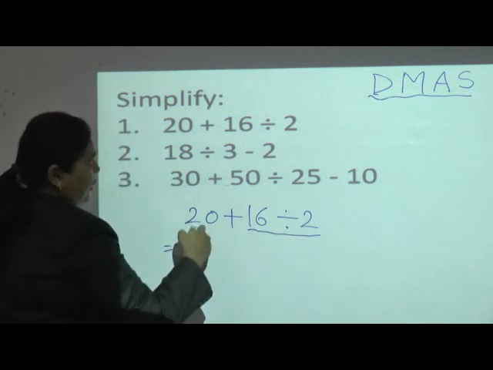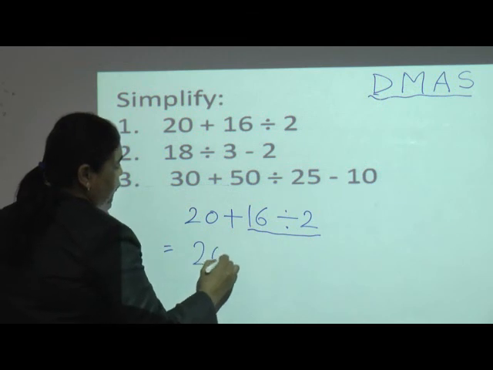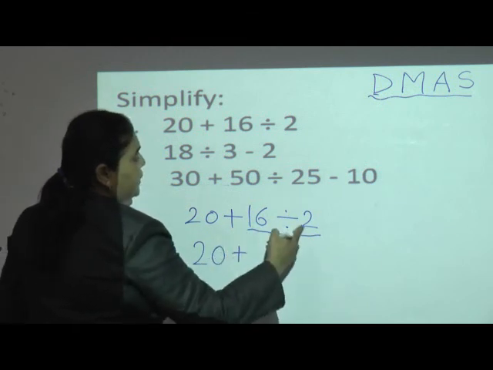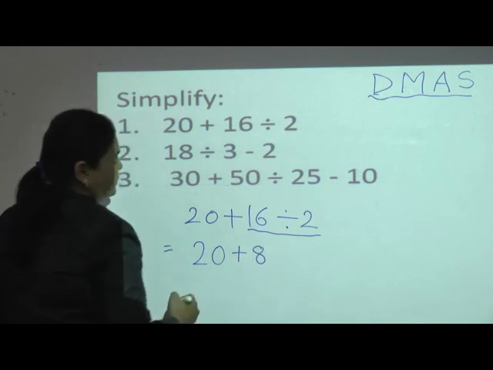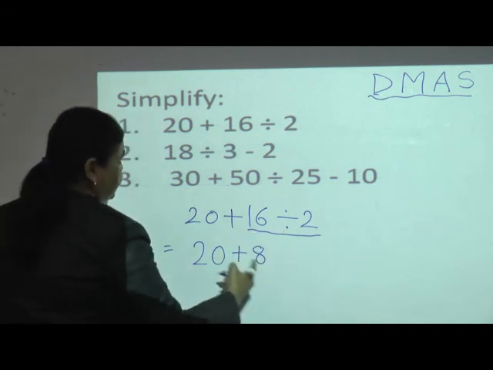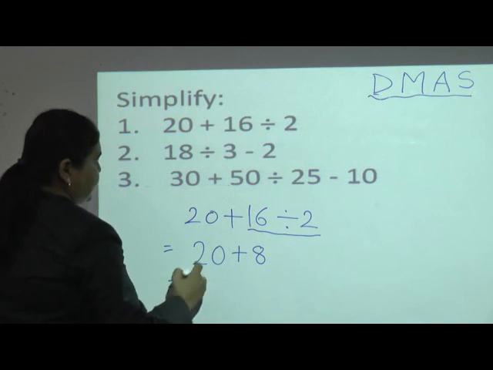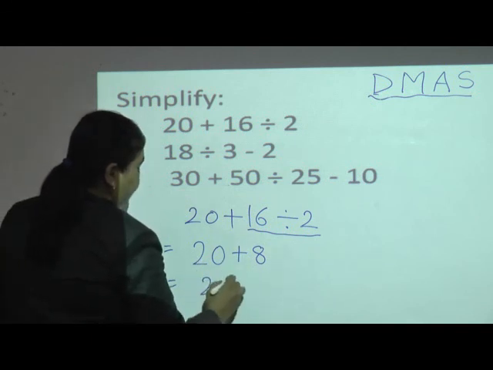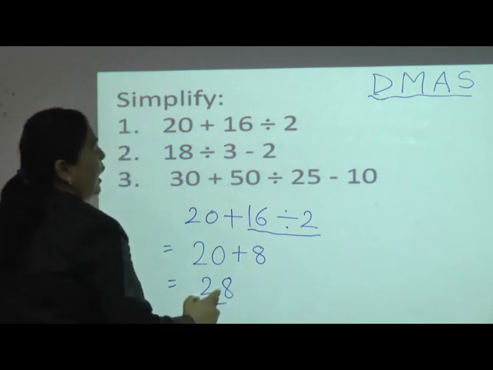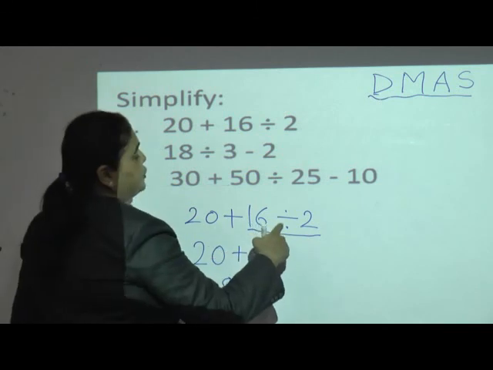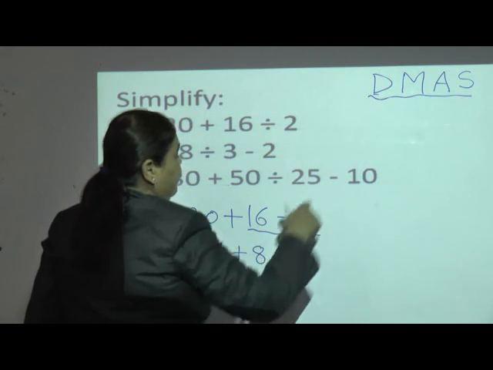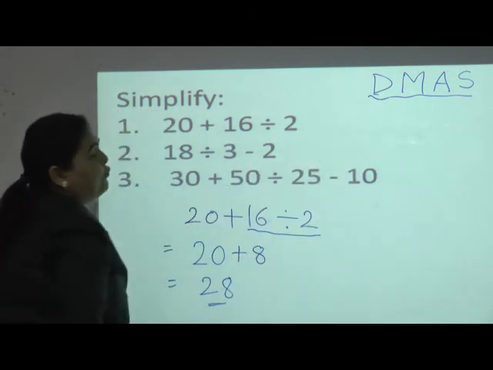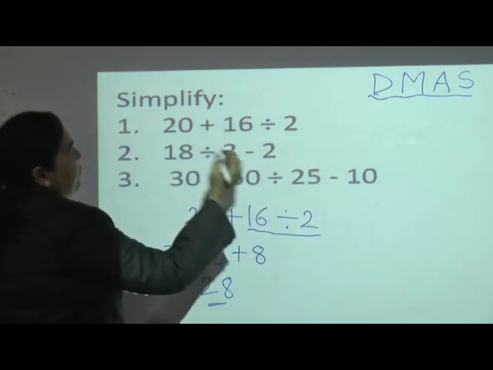I will write whatever the number as it is, 20 plus, what will be the division? 2, how much is 16? 2 8s are 16. Now this, it is very easy, 20 plus 8 is 28. This is your answer, which you got by doing the first operation, not addition. First we have to do division because we are following the rule of DMAS. Second sum we will go for this.